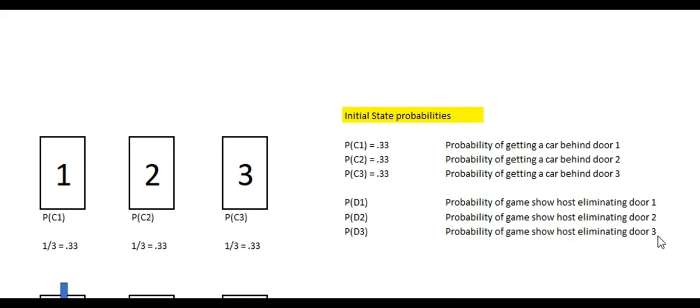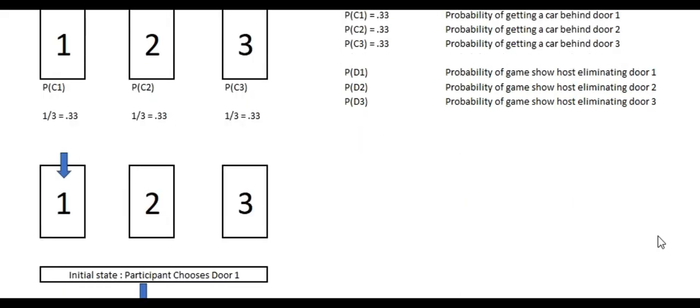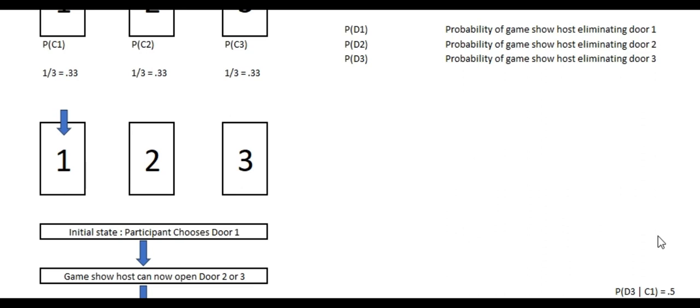Now, let's dwell deeper. As you choose door number 1 as a participant, you set the initial state. So the initial state is chosen, which is door number 1. Now, the game show host has to intervene, and the game show host now has to open either door 2 or door 3. Remember, the game show host cannot open door 1 because that would mean a preemptive end to the game.